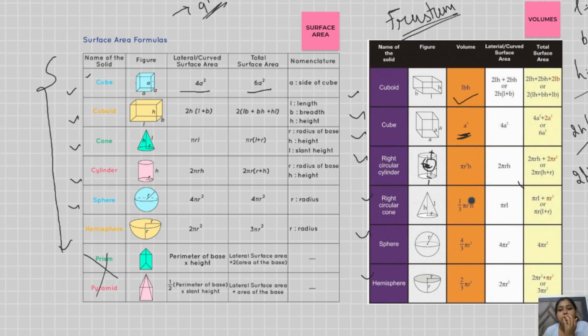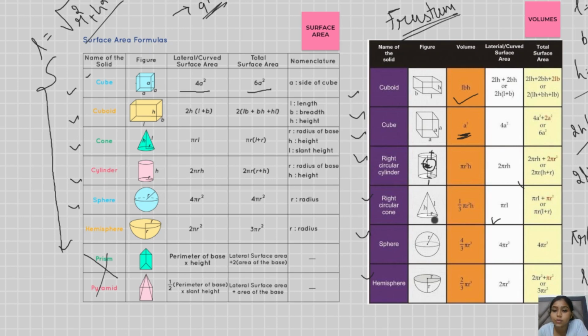Moving ahead with the right circular cone. The curved surface area of the right circular cone is pi rl. In class 9th standard I told you that this is pi rl. I also told you that l is not in your syllabus, but still I am telling you that l is the slant height. The formula for finding l is root over r square plus h square, where r is the radius of the cone and h is the height of the cone. You can easily find l by putting in the formula and find the curved surface area.